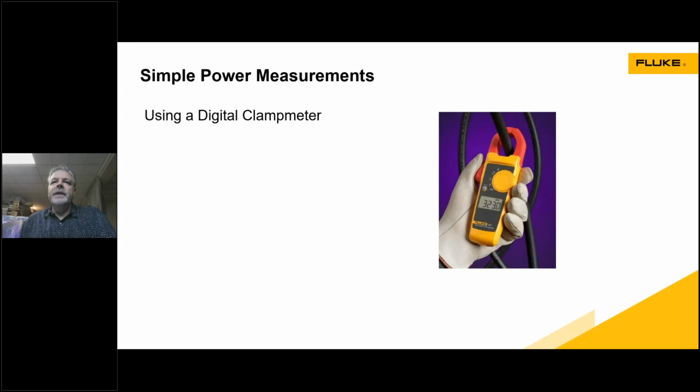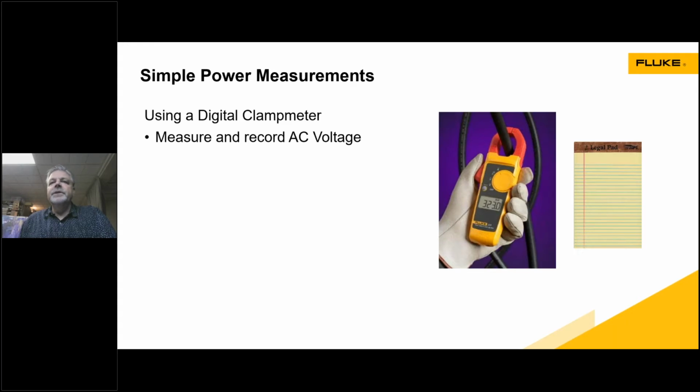So we would connect our clamp meter over the conductor, and we would measure and record AC voltage. So let's plug our test leads in, measure it, and write it down on a pad of paper. Measure and record your AC current, and just write it down.